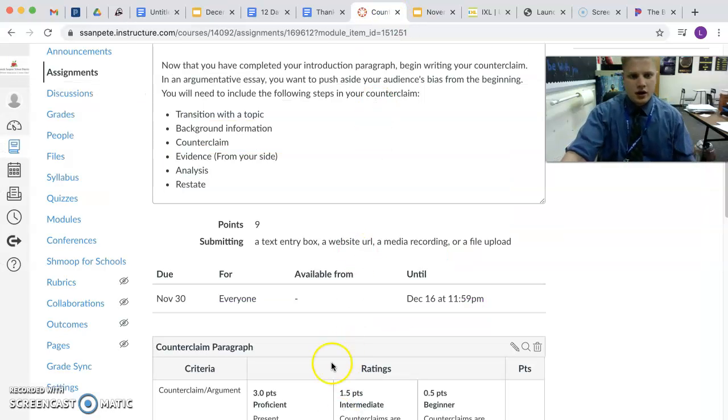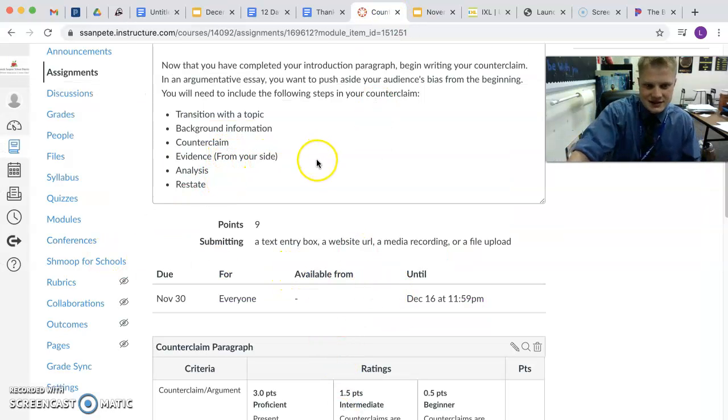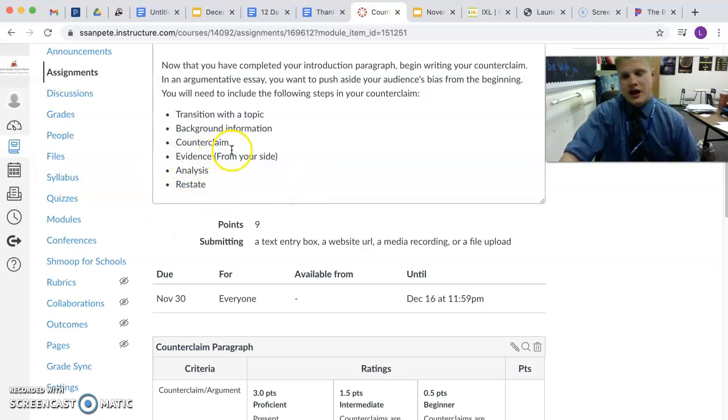We are going to start looking at evidence on our side, and on Wednesday we might look at analysis and restate. But after your counterclaim, you're essentially just asking, okay, so what proves my point? It costs a lot of money, but it can prevent lives. So then I'm going to bring in my evidence that shows how accident prevention measures that have been implemented already are still saving lives. How can we show that? Then you explain how that evidence relates to your topic, and then restate what's going on.